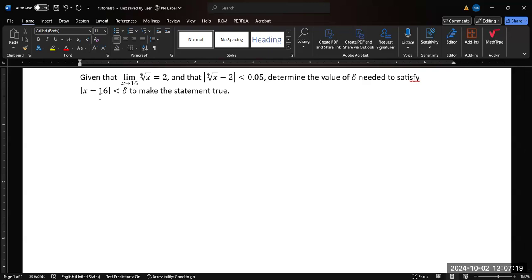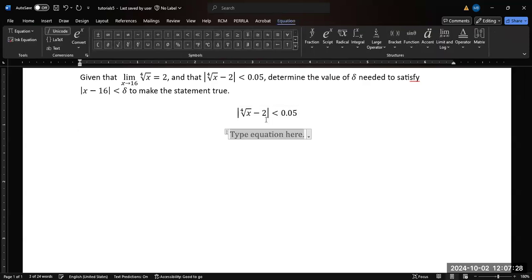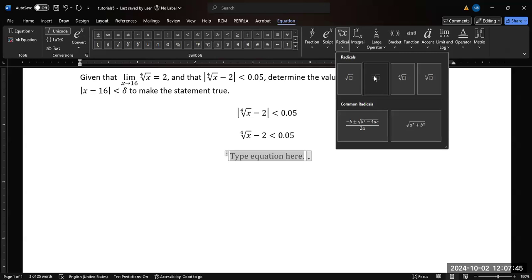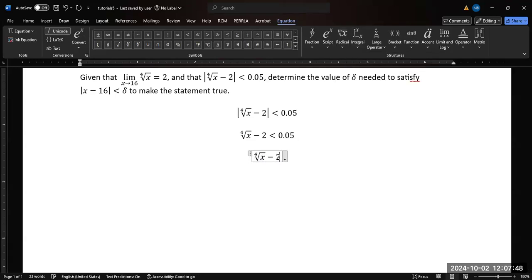All right, so basically we're going to start out with solving our inequality for x. So this inequality means that either the fourth root of x minus 2 is less than 0.05, or that the fourth root of x minus 2 is greater than negative 0.05. So those are the two inequalities that we have to satisfy. So we're going to solve the first one. So I'm going to move the 2 over to the other side.